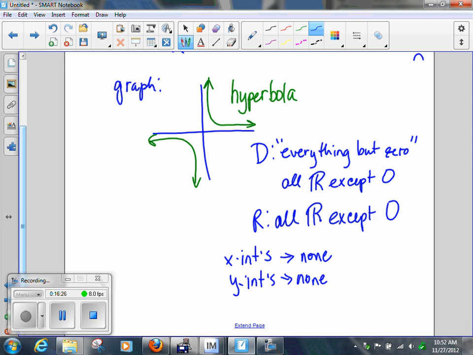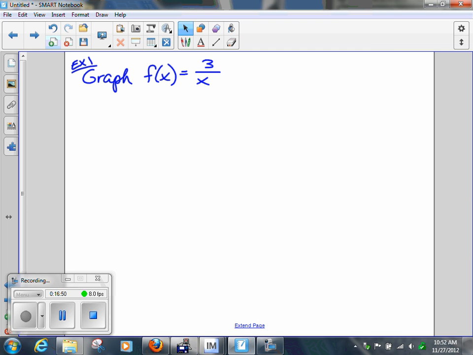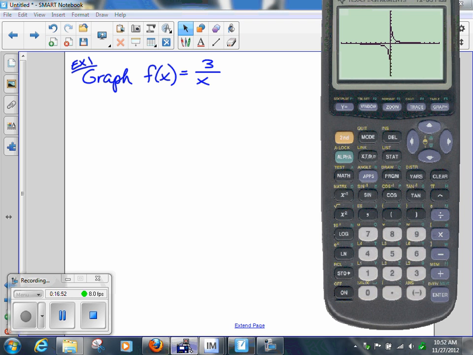Turn the page. This is what we're going to do. My notes. Let's graph something different. You ready? Let's graph f of x is equal to 3 over x. Calculator. All right. That was the original 1 over x, correct?